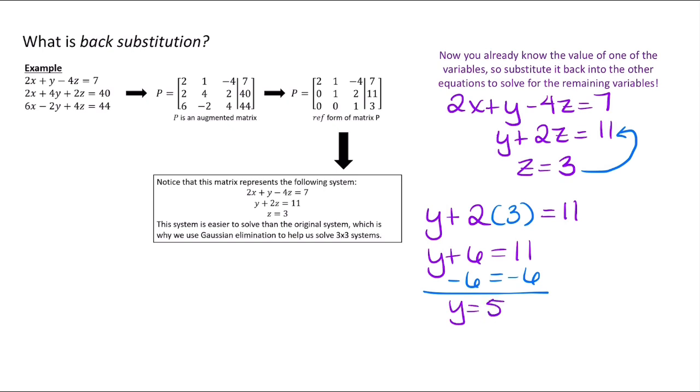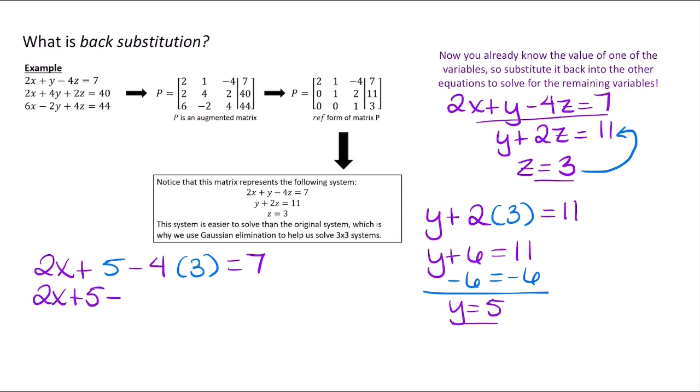Okay, so now we have two variables, right? We have z equals 3, y equals 5. So now we go to this first equation. So we have 2x plus y, so y is 5, and then minus 4 times z, which is 3, and that is equal to 7. So now let's just simplify this and solve for x. So we have 2x plus 5 minus 4 times 3, which is 12, and that's equal to 7. So we have 2x plus 5 minus 12, which is minus 7, and that's equal to 7.